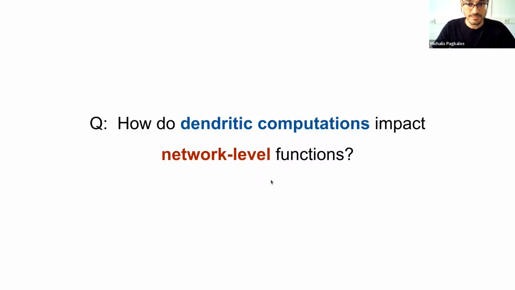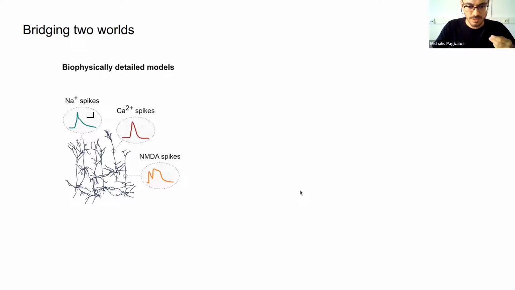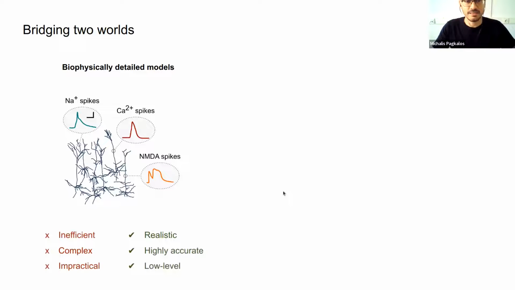So I just mentioned some basic, well-known functions of dendrites, and the next question is, how do all these things we mentioned impact network-level functions? To answer this question, we had to come up with a new model of dendrites, because traditionally, when we studied dendrites, we used to work with complex and biophysically detailed models. Although they are super realistic and highly accurate and allow for low-level experiments, they're not so efficient. They can be complex and they are impractical when we want to use them in neural networks.